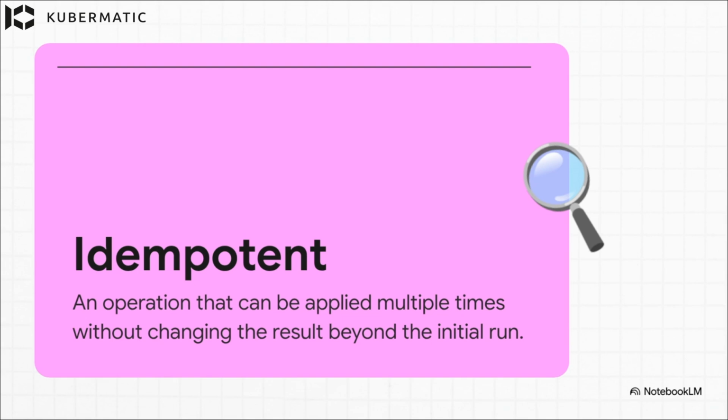It means running a script over and over again is safe. The end state is always the same. It's the difference between a command that says, create this file, which might fail the second time, and a command that says, make sure this file exists. That kind of safety and predictability is pure gold.